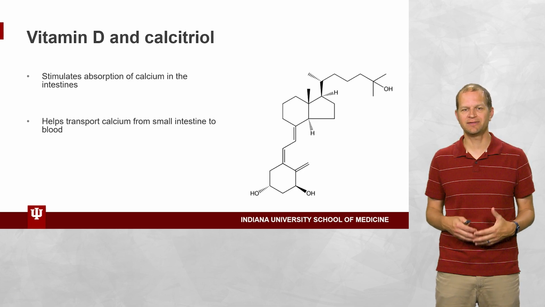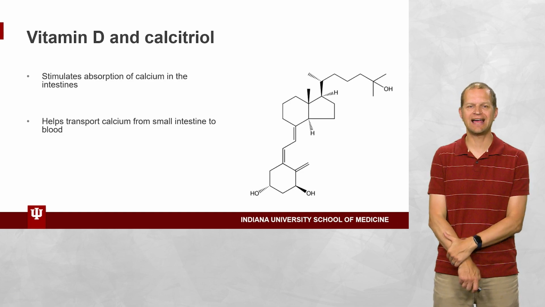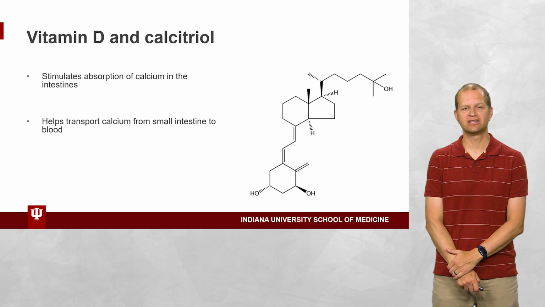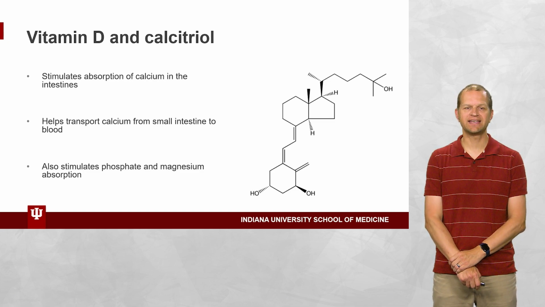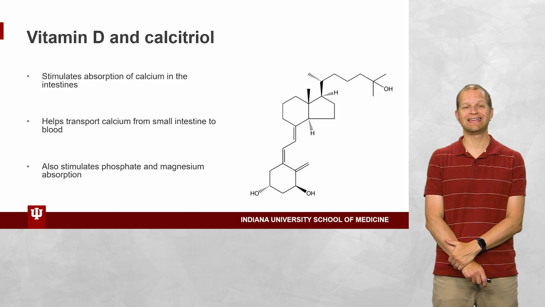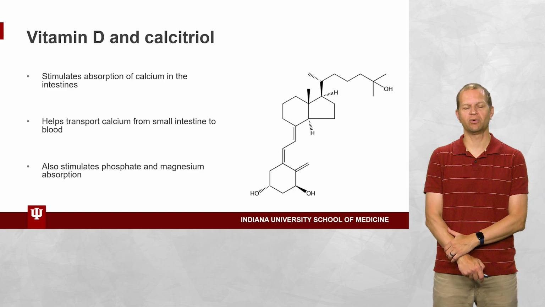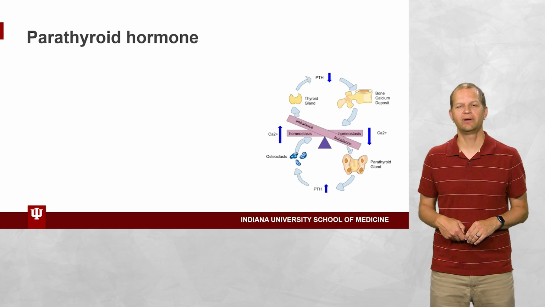It's nice to have calcium in the small intestine, but if it just stays there, it'll eventually be excreted out. And so that doesn't do us any good. Calcitriol also causes us to absorb both phosphate and magnesium. So I'm just mentioning that so you know that they do that, but that's not what we're going to focus on here. Okay, next we've got parathyroid hormone.